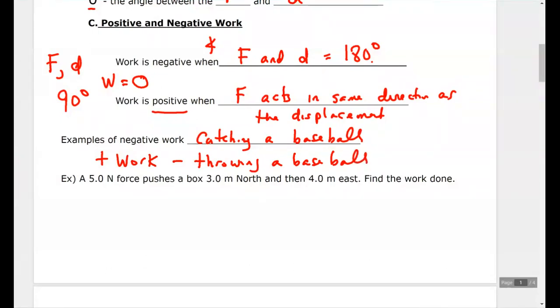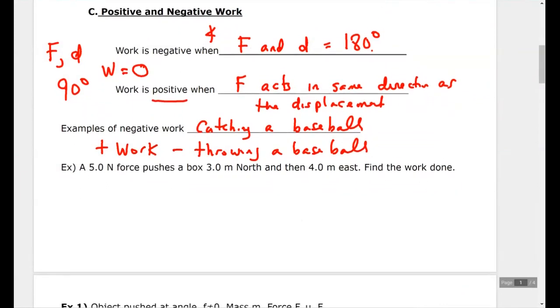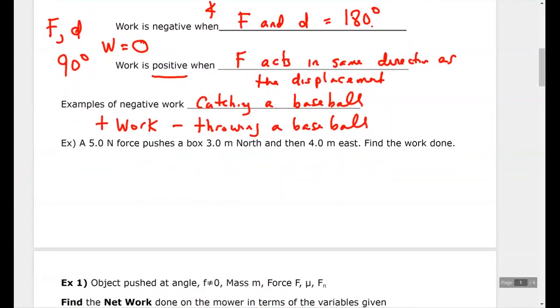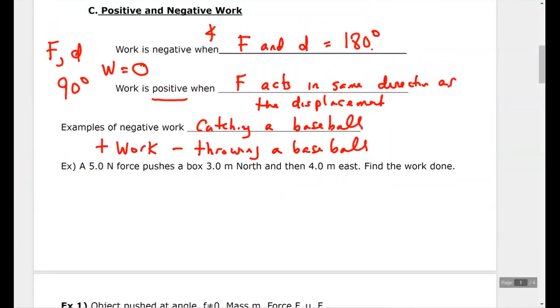So you throw a baseball to the right, you apply a force over a distance. When you throw a baseball, you don't think about this, but your hand is on the ball over a certain distance. It's a small distance, but it is some distance, and that's the work you do in throwing it. That'd be positive work. Catching the baseball, negative work because the force is in the opposite direction of the displacement of the ball, and positive work is in the same direction. And 90 degrees is no work at all.